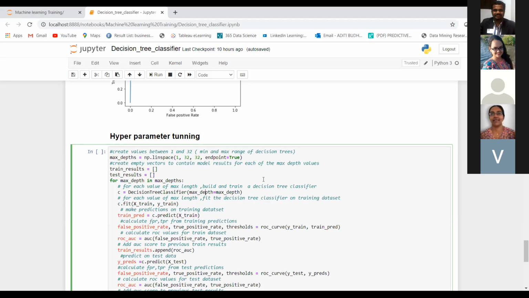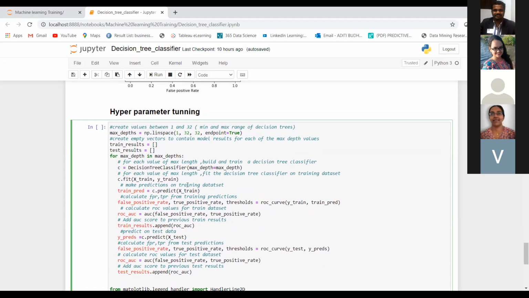So what I'm doing over here, I'm actually creating one for loop. Let's say I'm first creating a sample for my max depth. Let's say I want to create values between 1 and 32. We have seen this linspace function in NumPy, right?